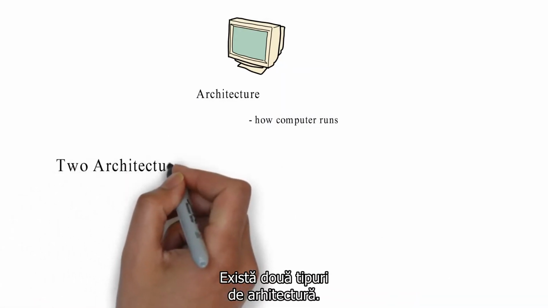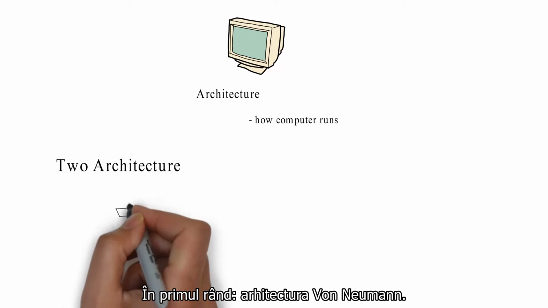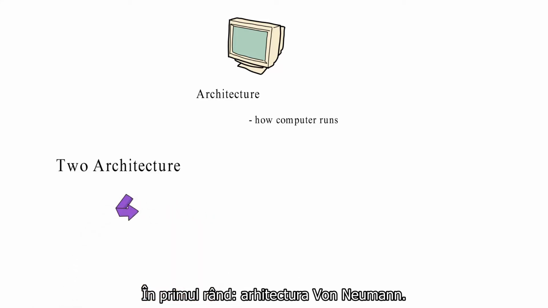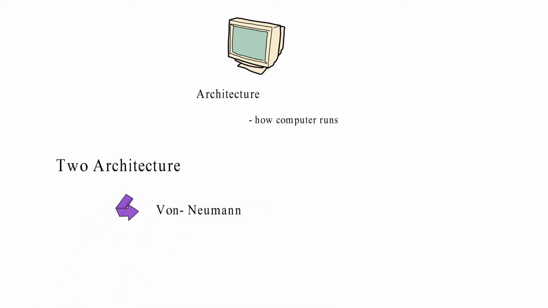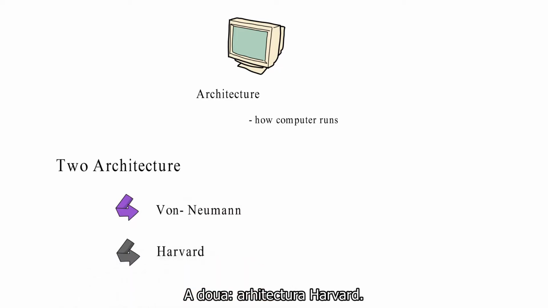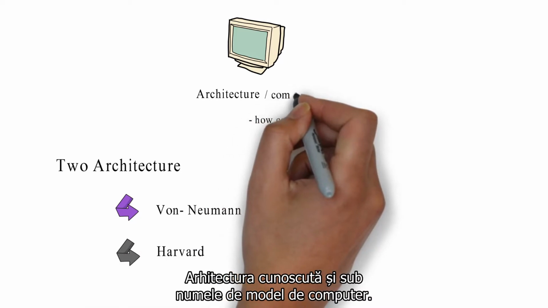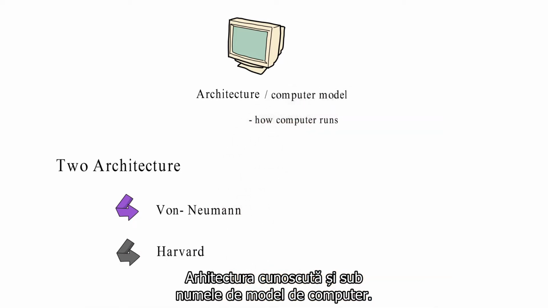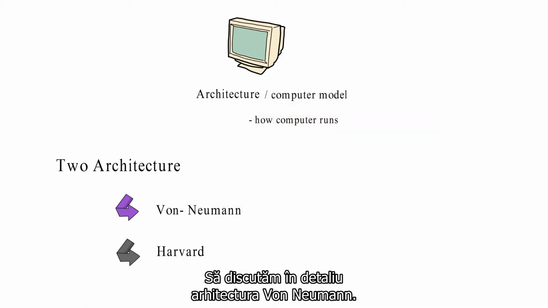There are two types of architecture. First, Von Neumann architecture. Second, Harvard architecture. Architecture is also known as computer model. Let's discuss Von Neumann architecture in detail.